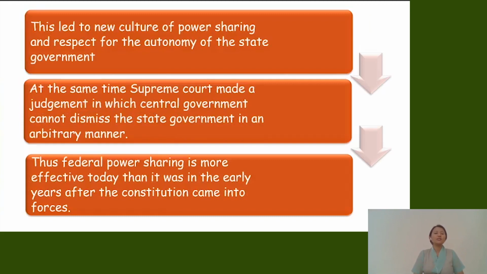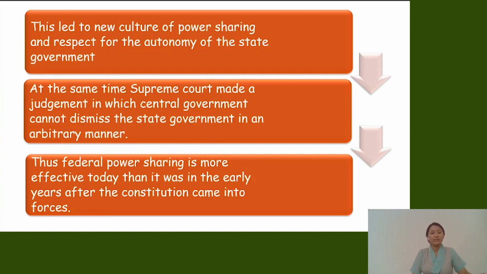This led to a new culture of power sharing. So there is now power sharing, and it led to respect for the independence of state governments. Now the state governments may be respected here. At the same time, the Supreme Court has made a judgment that the central government cannot dismiss the state government in an arbitrary manner or on its own wishes, right?